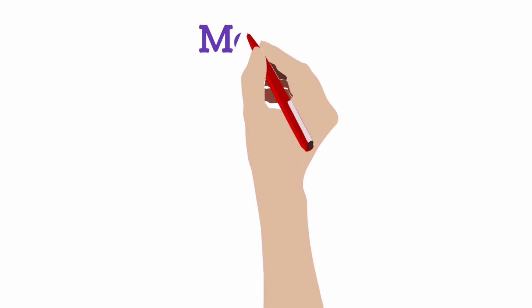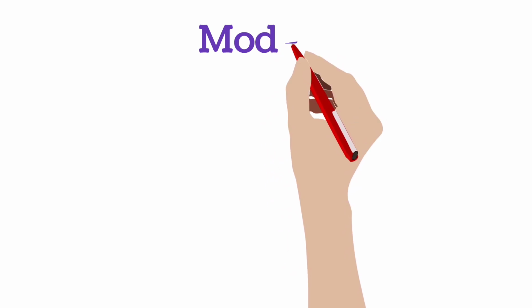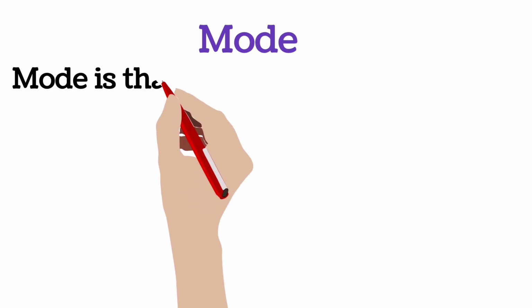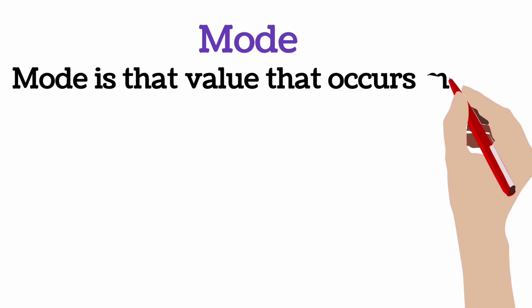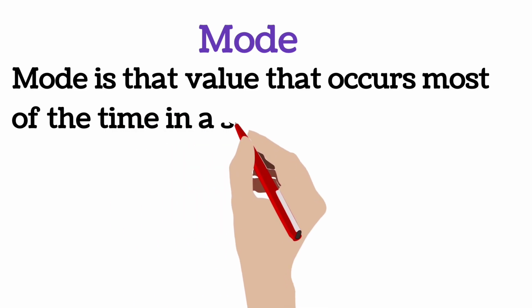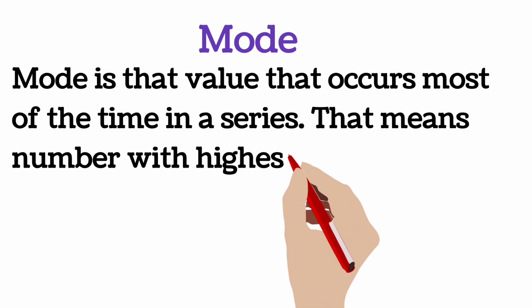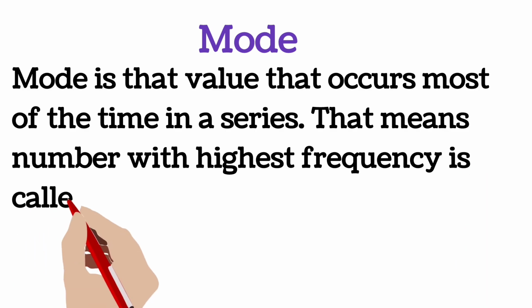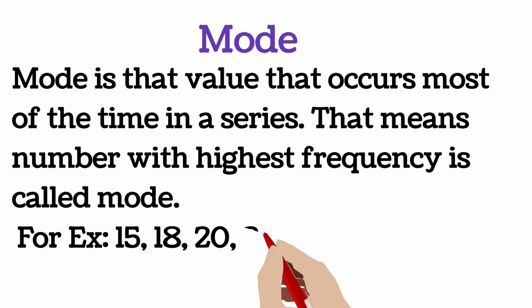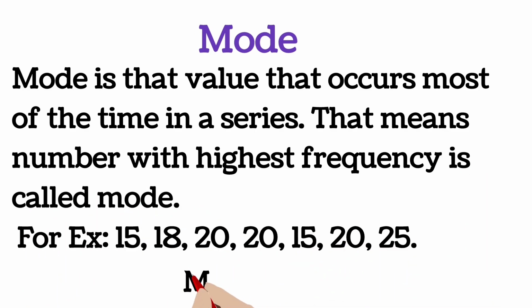So the next concept is mode. Mode is the number that occurs most often in our series. That means the number that has the maximum frequency in a series is called the mode. For example, we can take any random 5 numbers to calculate the mode. And as we see that 20 is occurring most often, our mode is 20.